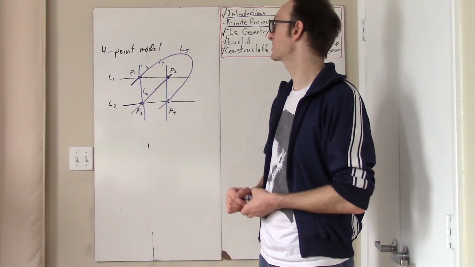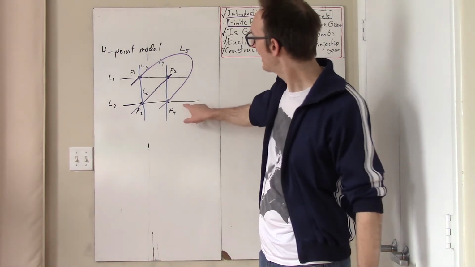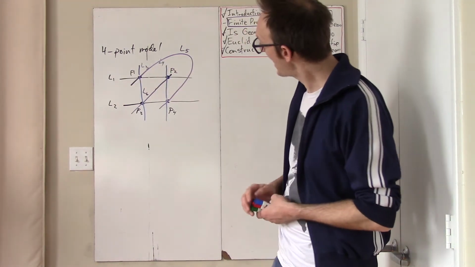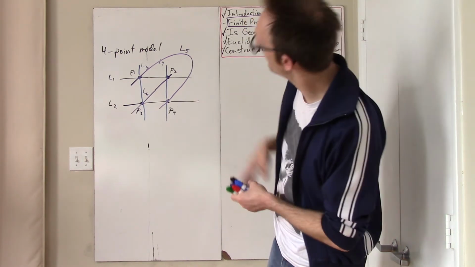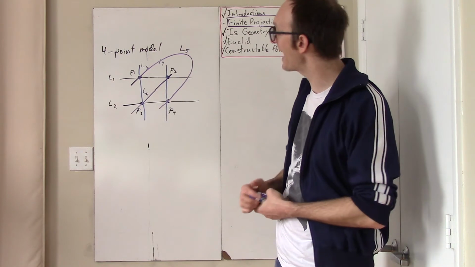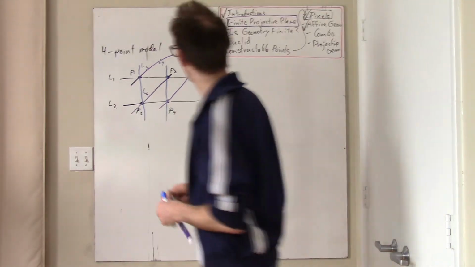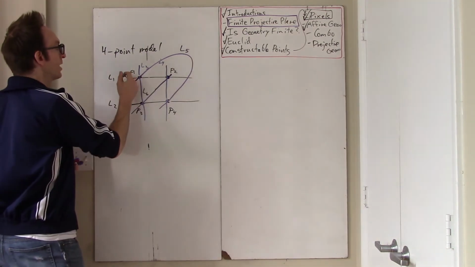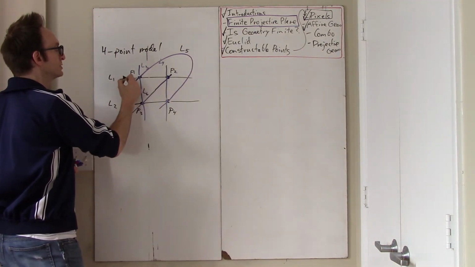Finally, the parallel postulate holds. Because for any given line and any point not on it, there's exactly one line through it. So what we have now really, this color choice maybe is poor. I don't know if you can see the difference between purple, blue, and black. But what we have here are these pairs of parallel lines. And so L1 is parallel to L2.